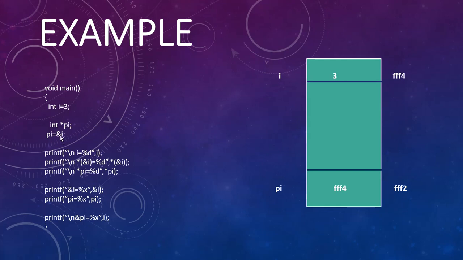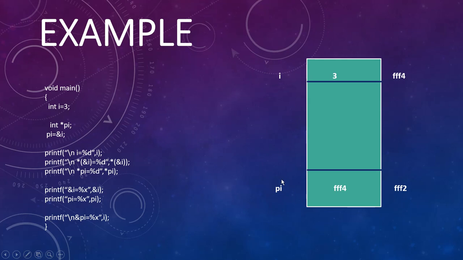Now see here, this is i equals 3. This is a variable whose value is 3. Now whose address is FFF4? It is a 4 digit hexadecimal number. Now here this is pi. pi is a pointer. After this statement, pi holds the address of i. The address of i is nothing but FFF4. Yes, FFF4 means this pointer points to this i.